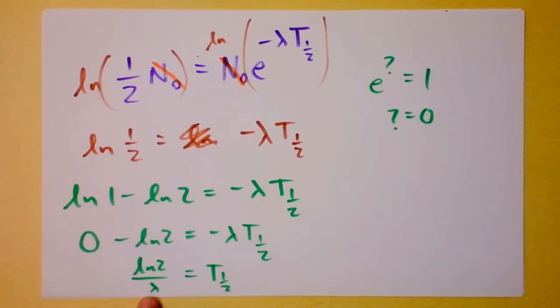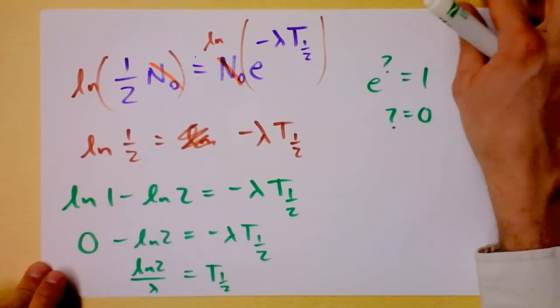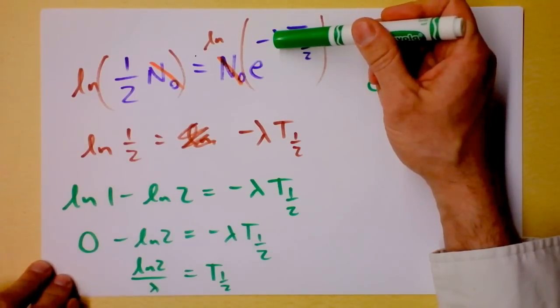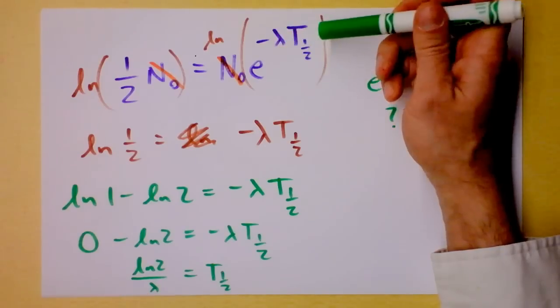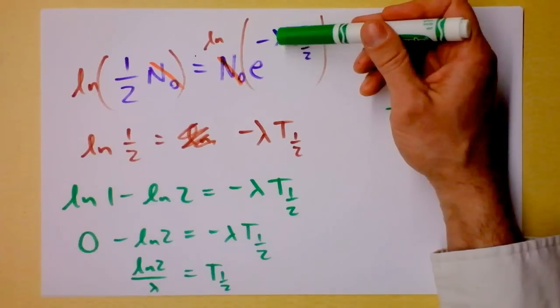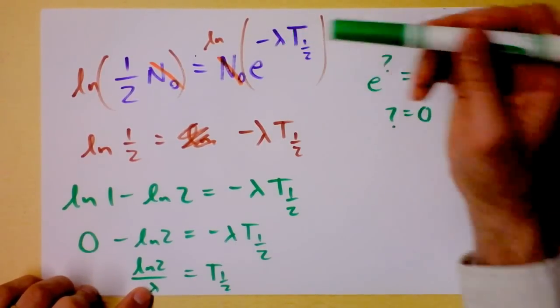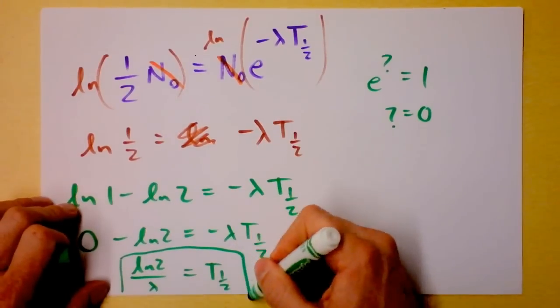Reflect on this for a moment. See lambda right here? Lambda is talking to us about how quickly decay is happening. It's our decay constant. So if lambda is big, decay is happening really, really quickly. That means that the half-life is going to be really, really what? If lambda is small, that means that the decay is happening really slowly. And that means that the half-life is going to be really what with lambda in the denominator if it's small?